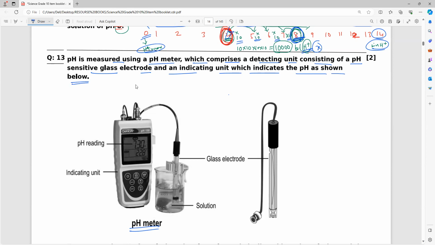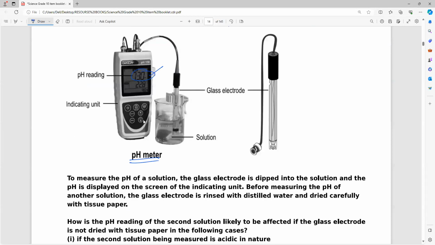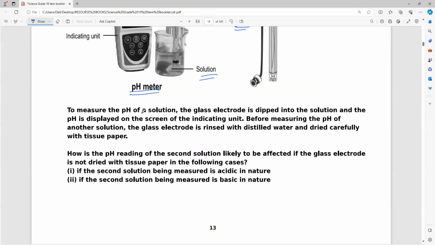So this is the pH reading. All of you see that. What is the pH reading? 7.30. Okay. So now this is the glass electrode and this is the solution. Here you see how big the question is. The answer will never be this much, just the question will be like that.